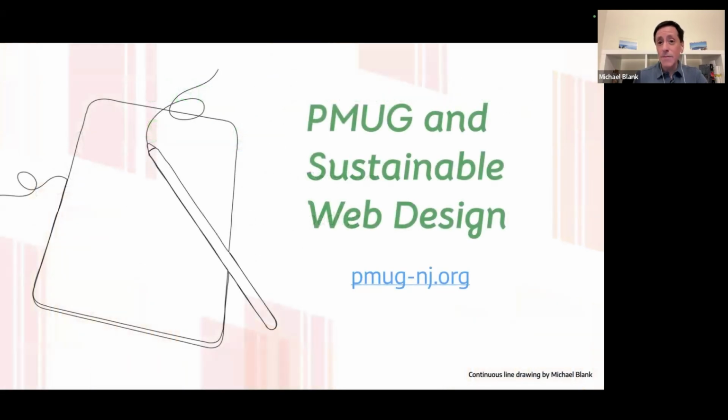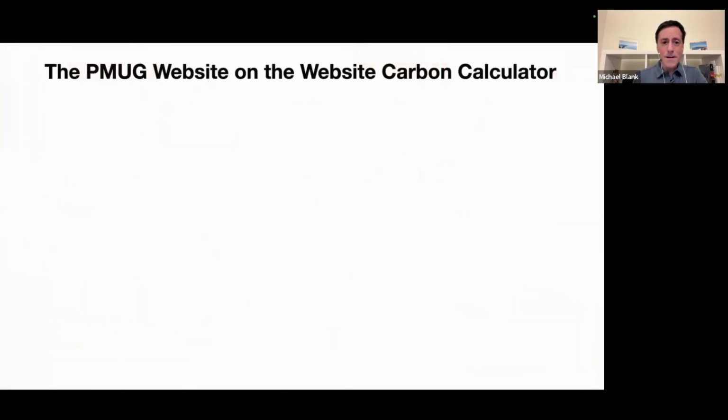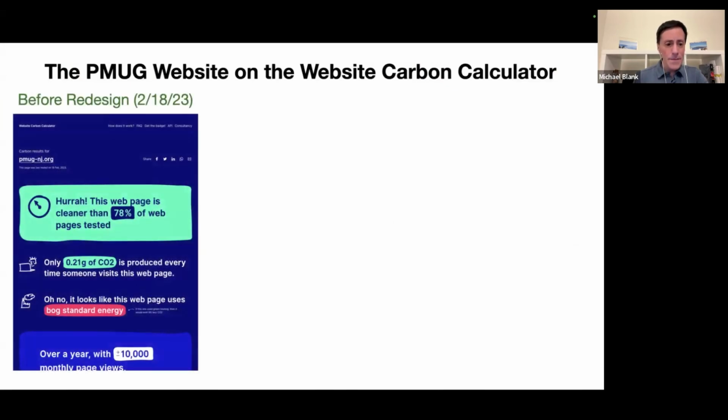So those were some strategies and methods which improve a website's sustainability. Now let's see what happened when I put them into practice. I ran the Princeton Macintosh Users Group website through the Website Carbon Calculator before it was made into a sustainable website. It gave a score of better than 78% of web pages tested. That's like a C+. It's not bad. It's okay. It's decent. It's all right.